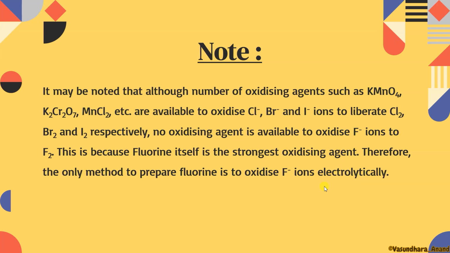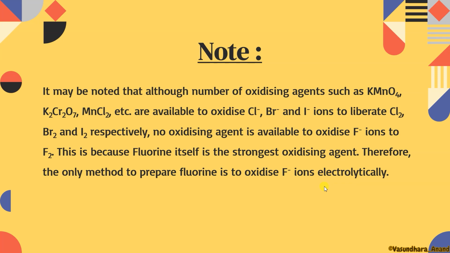Note that although a number of oxidizing agents such as KMnO4, K2Cr2O7, MnCl2 etc. are available to oxidize Cl minus, Br minus, I minus ions to Cl2, Br2, I2, these strong oxidizing agents can easily oxidize all the halides except fluoride. They can oxidize chloride, bromide, iodide, but not fluoride.